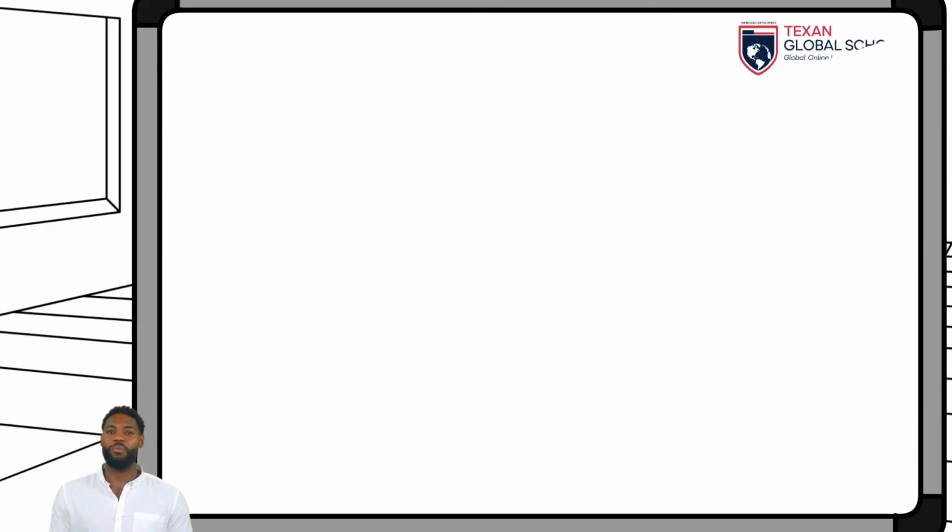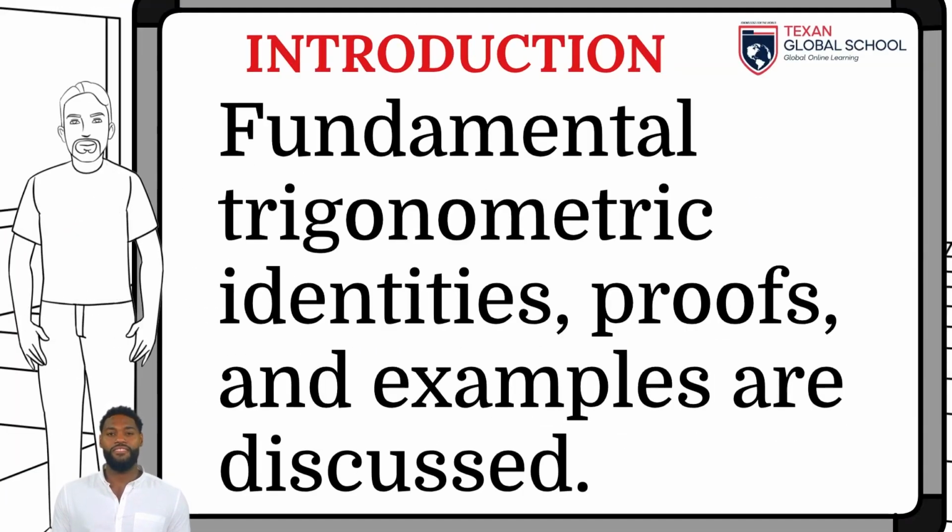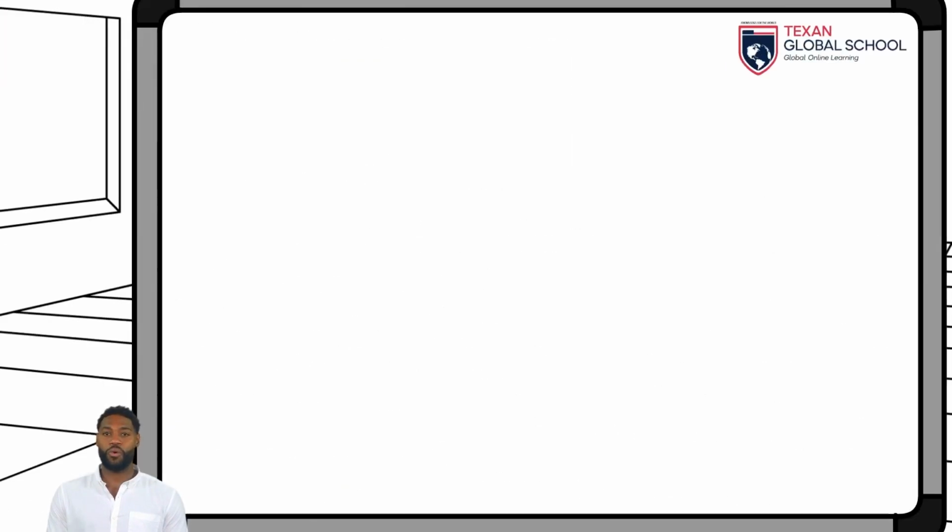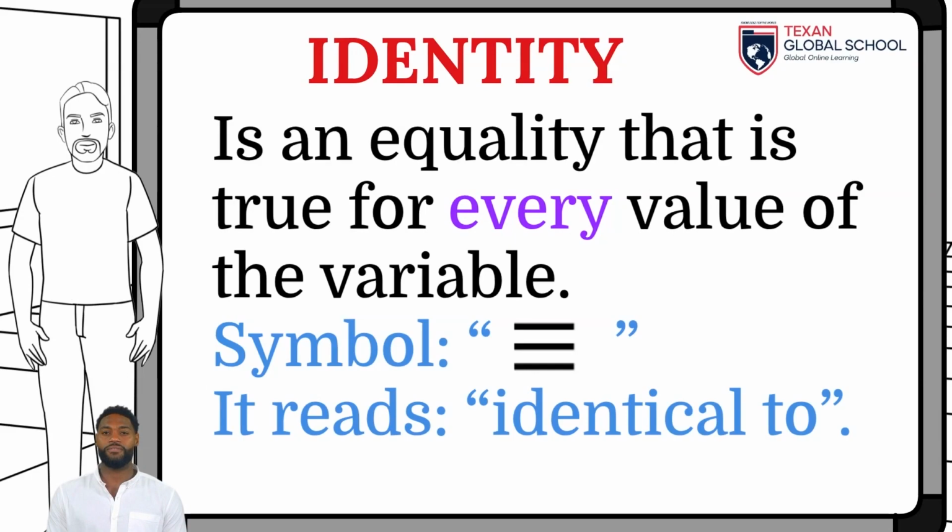In this class, we will analyze proofs and tools to verify trigonometric identities. An identity is an equality that is true, or satisfied, for every value of the variable. The identity symbol is presented on the board and reads, "identical to."